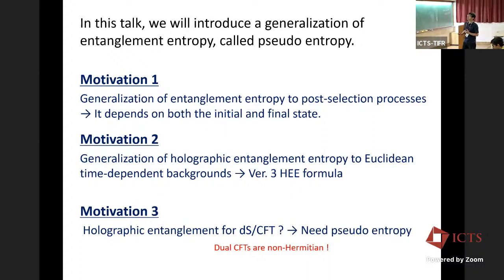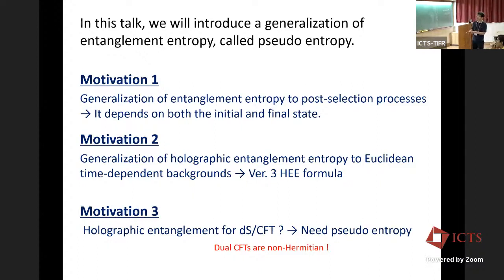Another motivation is holography. This is our original motivation for first coming up with this idea: we want to generalize holographic entanglement entropy to Euclidean time-dependent backgrounds. For static backgrounds and Lorentzian time-dependent backgrounds, we can use the extremal surface formula. But what about a Euclidean time-dependent background? Still, we can define a nice minimum area surface. The final motivation is that we want to understand holography of de Sitter space, and somehow we inevitably encounter this kind of generalized notion of entanglement entropy. I want to explain these points in this talk.